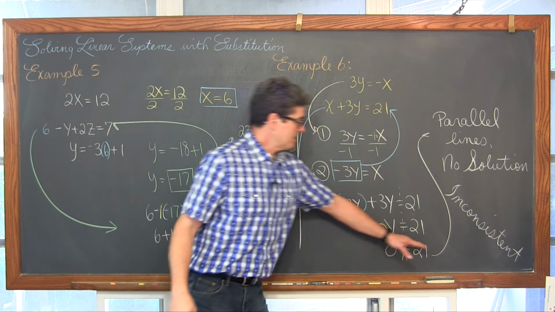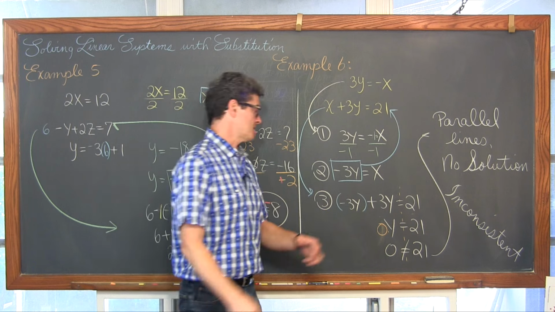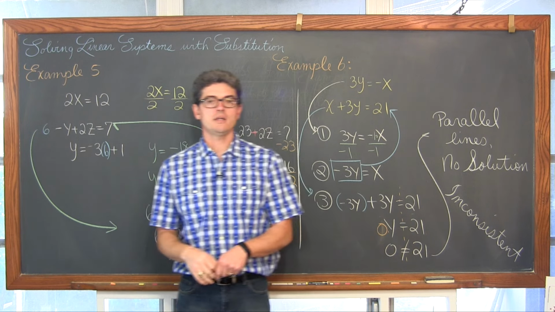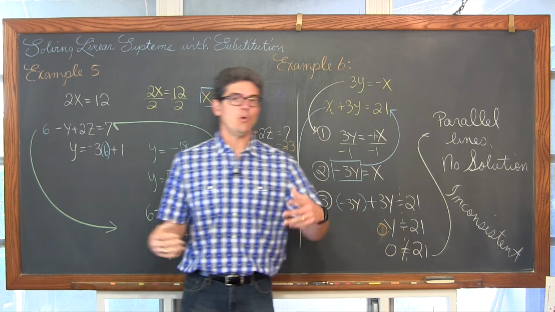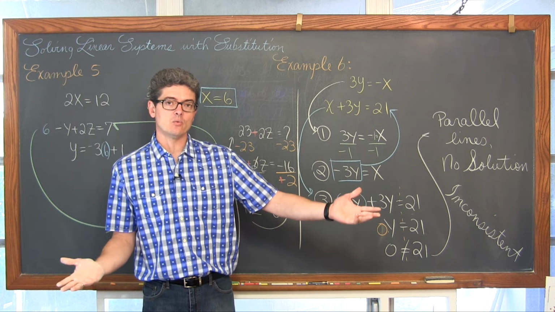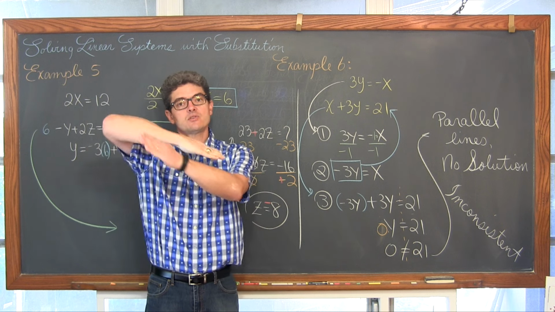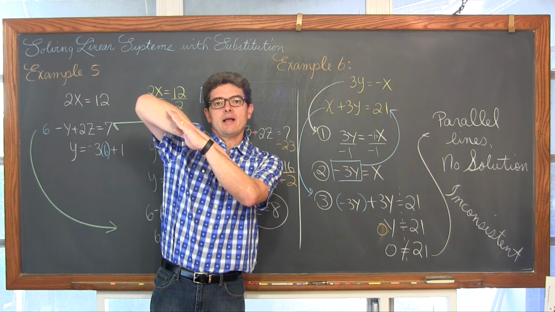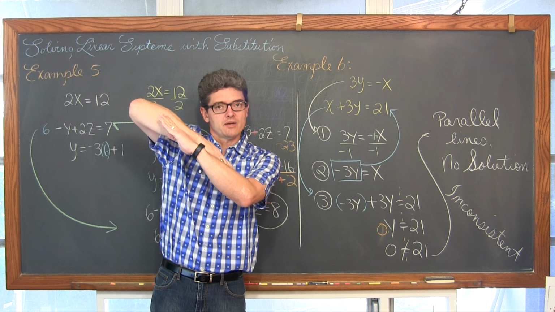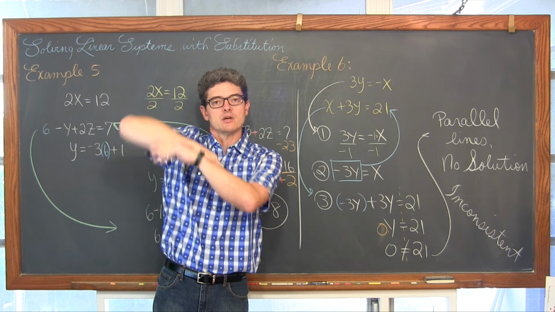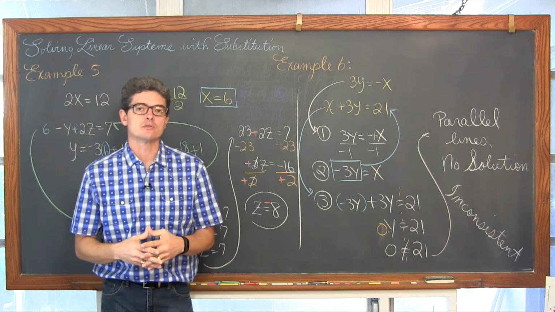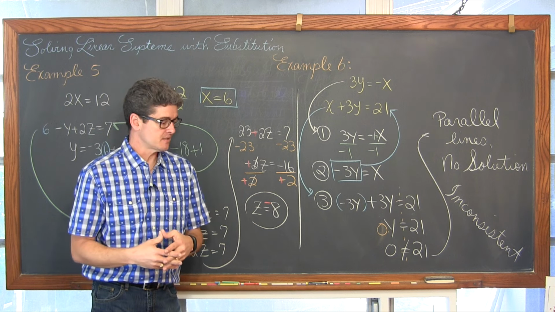If we had gotten to this point and it was something like 21 equals 21 or 0 equals 0, if all of your variables fall away and you're left with a true statement, then that's a situation where your two lines are actually the same line, two lines laid on top of each other. That's an infinite number of solutions, or what you'd call a dependent system.